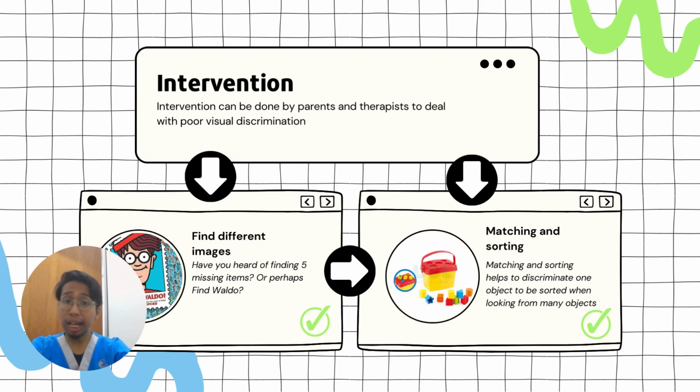It can be used during playtime. Maybe if you want to do it with your kids for table tasks, it's fine really, because it helps a lot in terms of improving visual discrimination. As you can see, there's a lot of sheets out there. So by doing this, matching and sorting helps to discriminate one object to be sorted when looking from many objects. Let's say you want to sort squares, so you need to have what? Better visual attention, so that you can discriminate. That's the square I'm looking for, and then sort it out, which is very helpful with minimal effort. By doing this every day, it helps to improve.